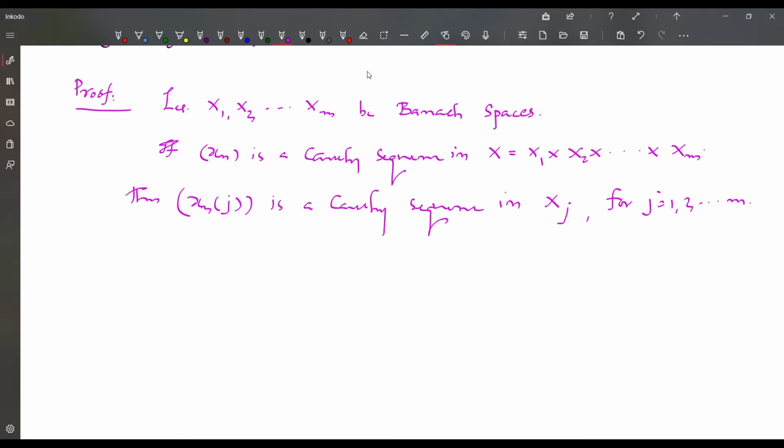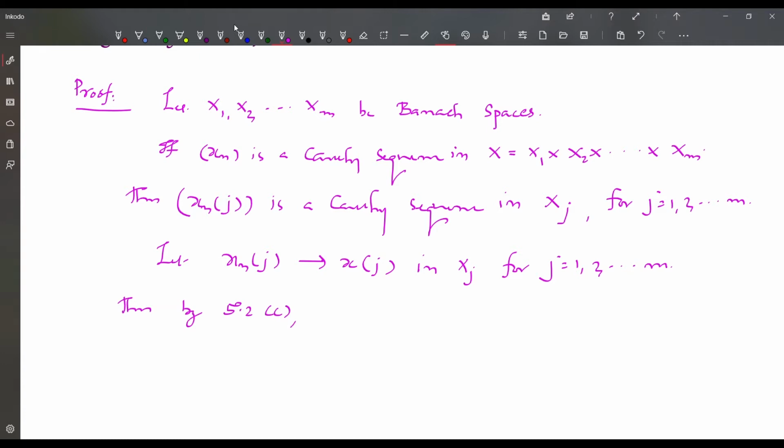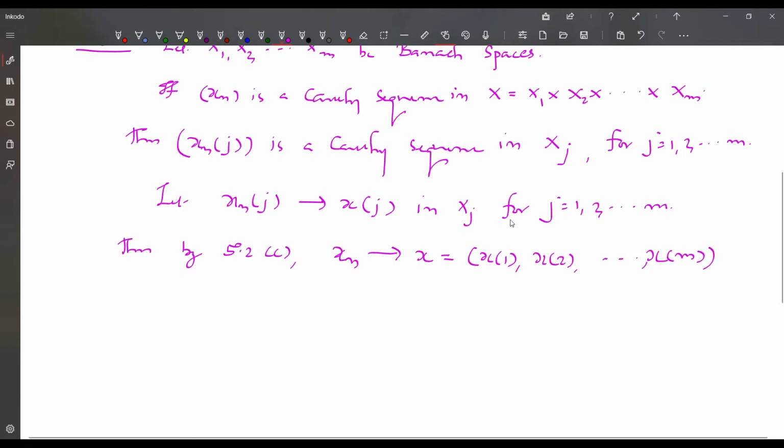Now you know that Xj is a Banach space, so let xn^j converge to x^j in Xj for j equal to 1, 2, etc., m. Then by 5.2c, xn converges to x, where x is x^1, x^2, etc., x^m, in X. So you have a Cauchy sequence in X, and now it converges in X, therefore X is a Banach space.